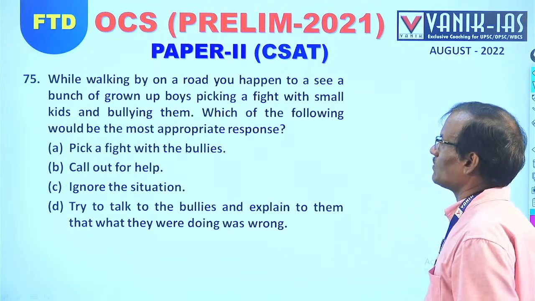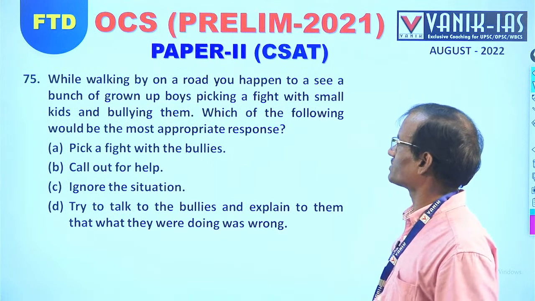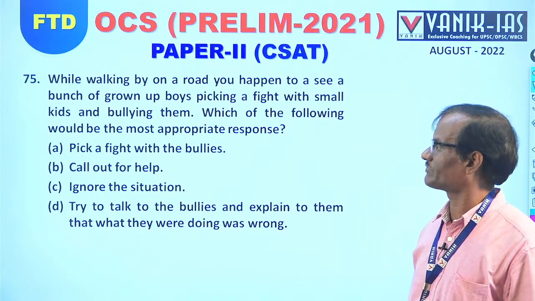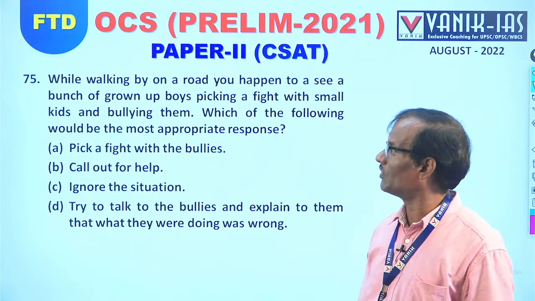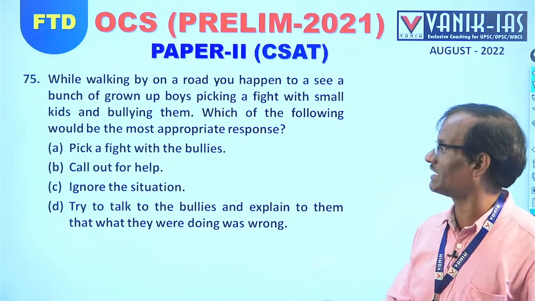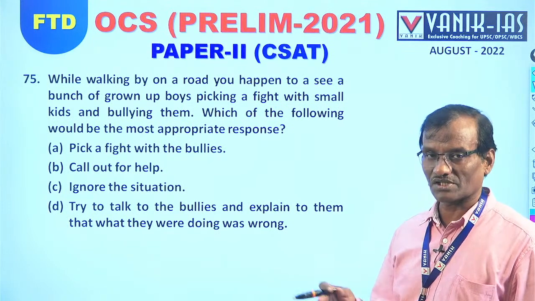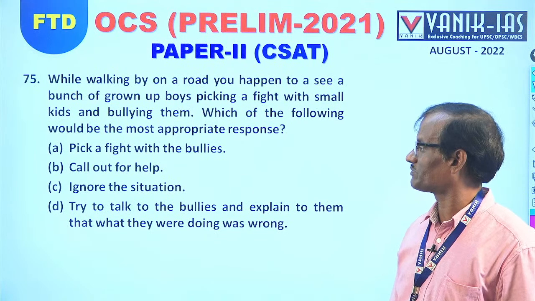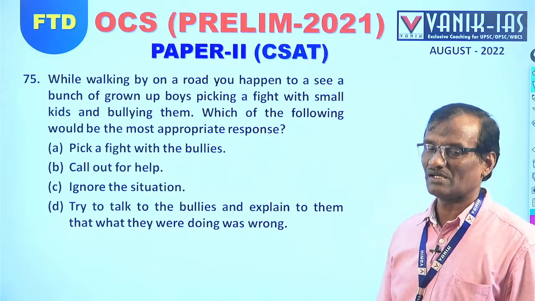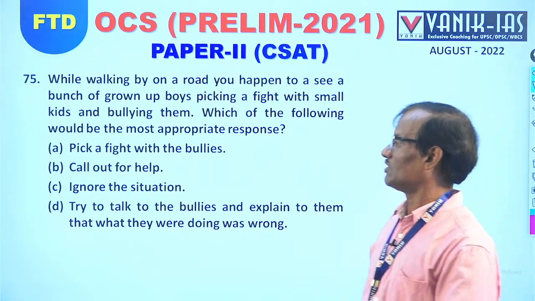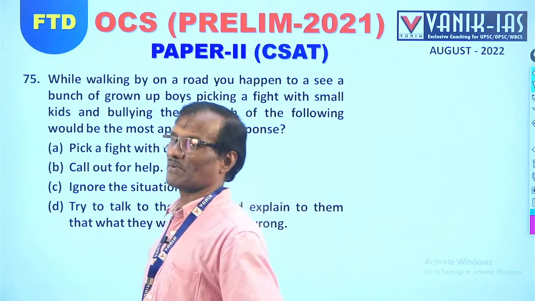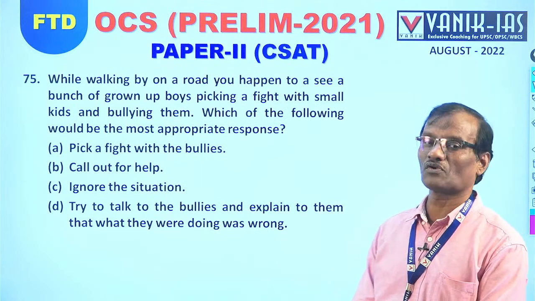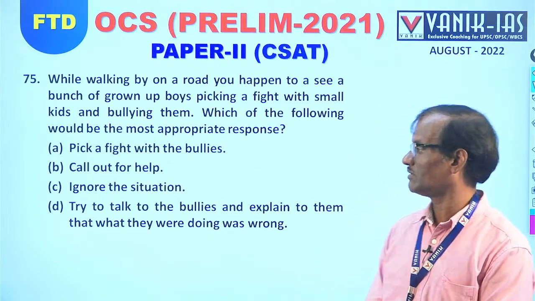75. While walking on a road, you happen to see a bunch of grown-up boys picking a fight with small kids and bullying them, or misguiding them, or torturing them. Which of the following will be the appropriate response? Pick a fight with the bullies. That will not be a human action. That will not be a judicious action. If you pick a fight with them, then it will worsen. Call out for help. Whom to call out? Because the fight is going on.